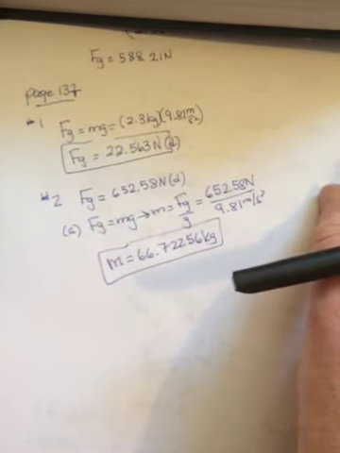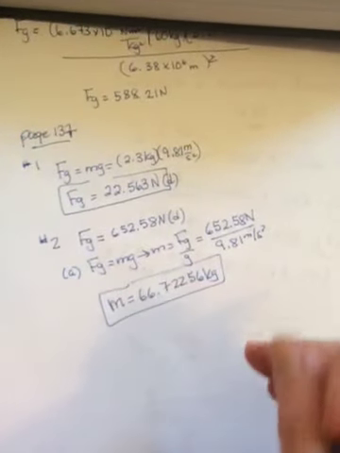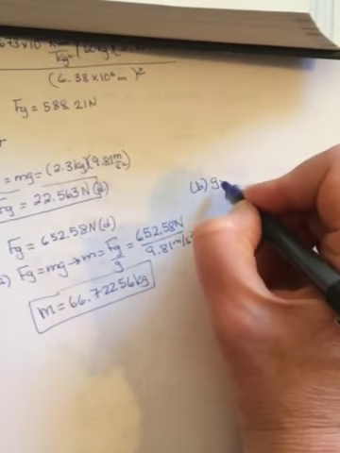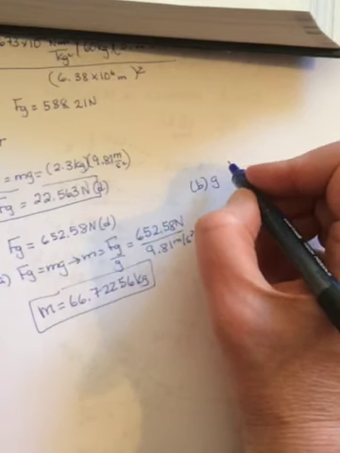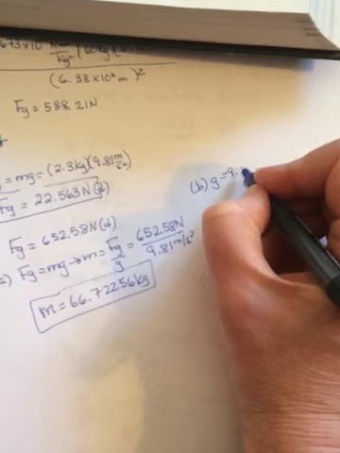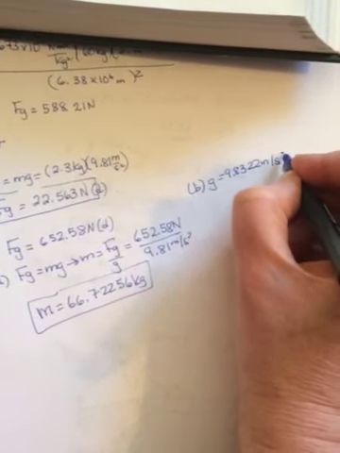Part B says, determine your weight on Earth near the North Pole. So now you have to go to page 132, and you have to find the little g at the North Pole. And the little g at the North Pole is 9.8322 meters per second squared.